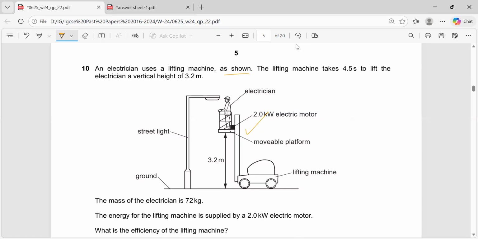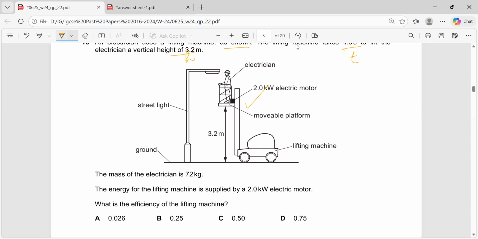Anyhow, so the lifting machine takes 4.5 seconds to lift an electrician up to a vertical height of 3.2 meters. If it is an electrician, we can think that he's going to fix some electrical cables or install new lights or something like that. The height is already given. Now the mass of the electrician is 72 kilograms, so mass is also given.